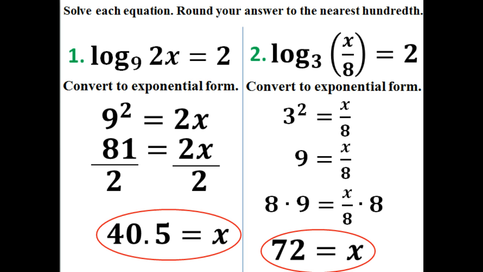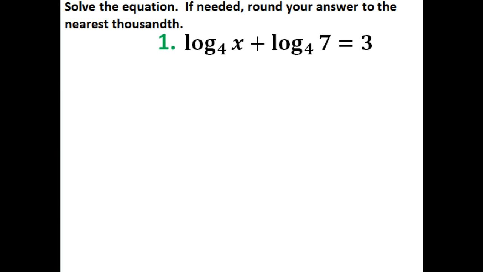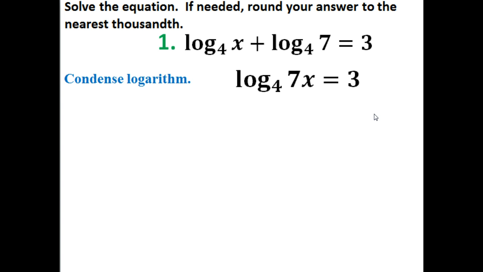Okay, so now let's go to one that you haven't quite learned yet. This particular one is one that we've done in the past where we combine these, but now it's set up as an equation. So we're trying to determine what our value of x is. Well, the very first step is to combine the two on the left-hand side. Notice that they both have a log base 4. So when they both have a log base 4 and it's addition in the middle, that means that we can condense those into one logarithm. This would be a log base 4 of 7x equals 3. Remember, the addition turns into multiplication.